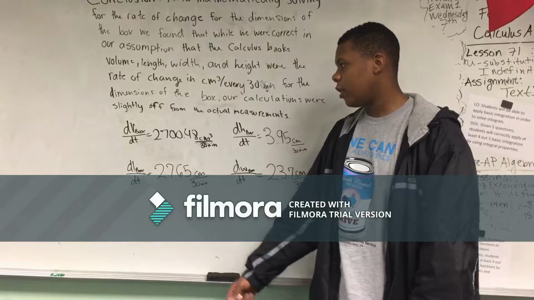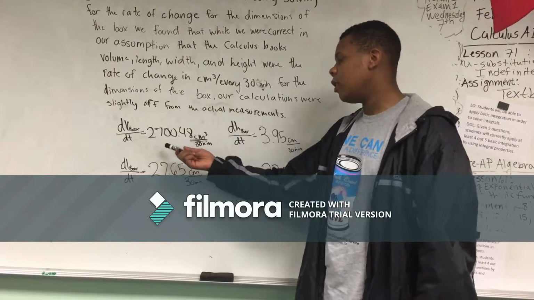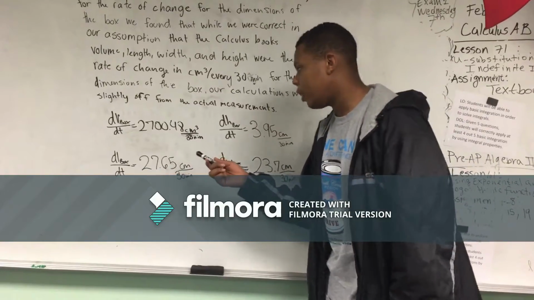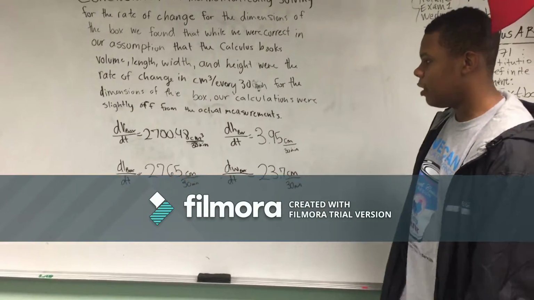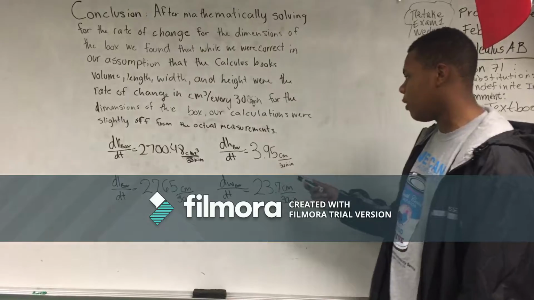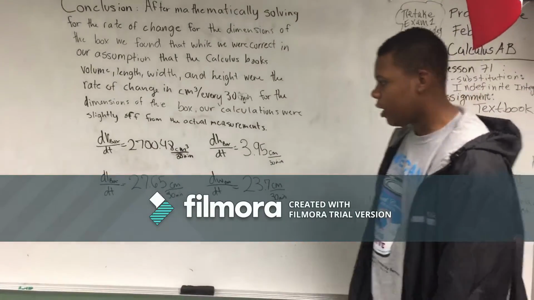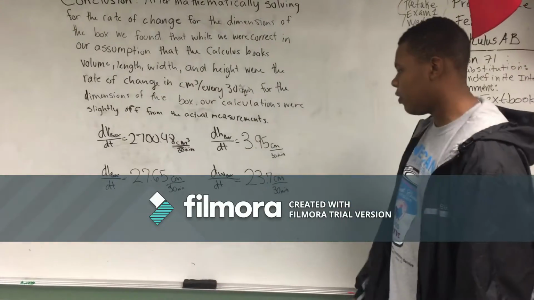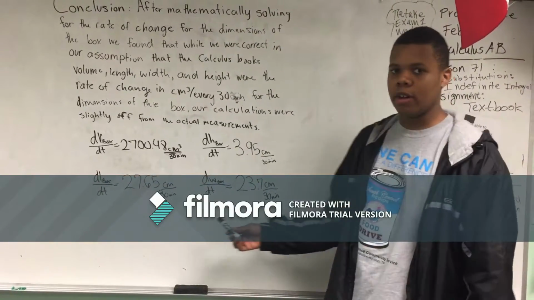The rate of change for the volume of the box was equal to the volume of the calculus book, which was 2,700.48 centimeters cubed every 30 minutes. The rate of change for the height was 3.95 centimeters every 30 minutes. The rate of change for the length was 27.65 centimeters every 30 minutes. And the rate of change for the width was 23.7 centimeters every 30 minutes.